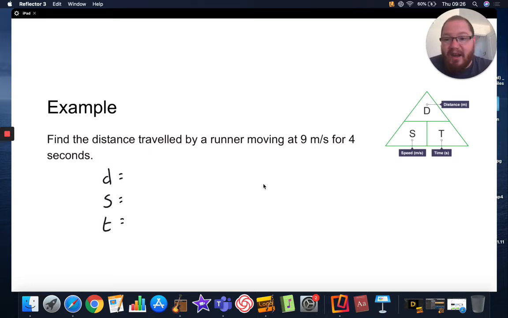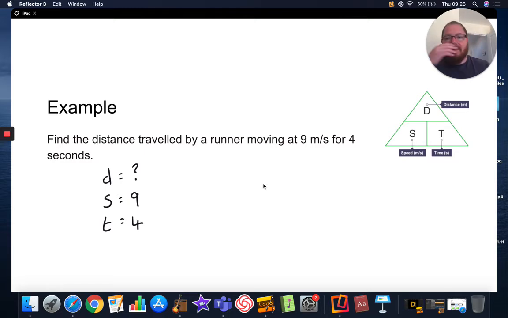Well, the question says find the distance, so I don't know. I put a little question mark there. That's going to be the letter I'm going to cover in my next triangle equation. Find the distance travelled by a runner moving at 9 meters per second. Well, 9 meters per second is your speed. So my speed is 9 meters per second. And he's moving for 4 seconds. The time it takes him is 4 because you've got seconds. So seconds, time, meters per second, speed, meters, distance.